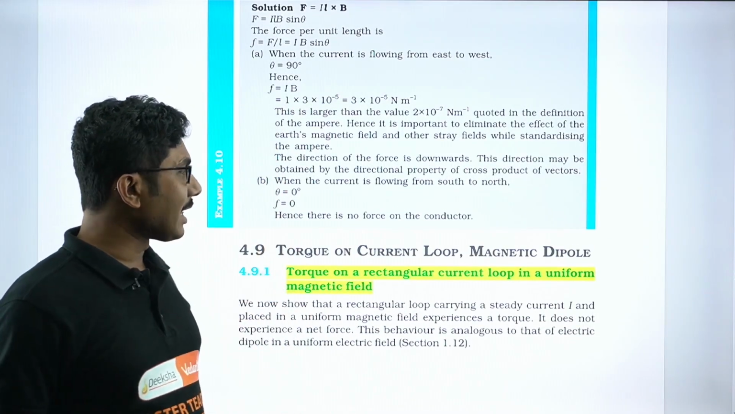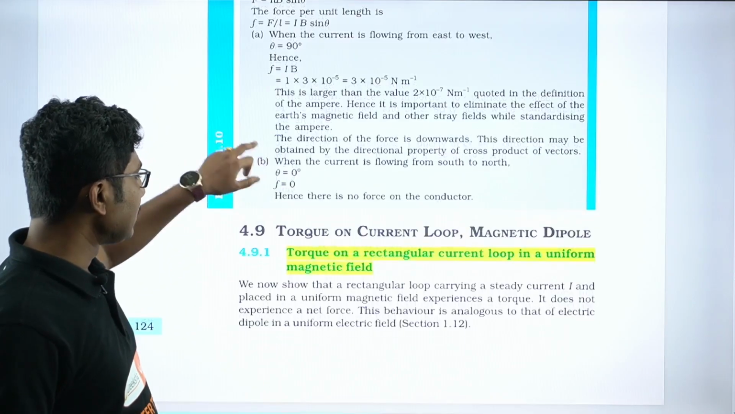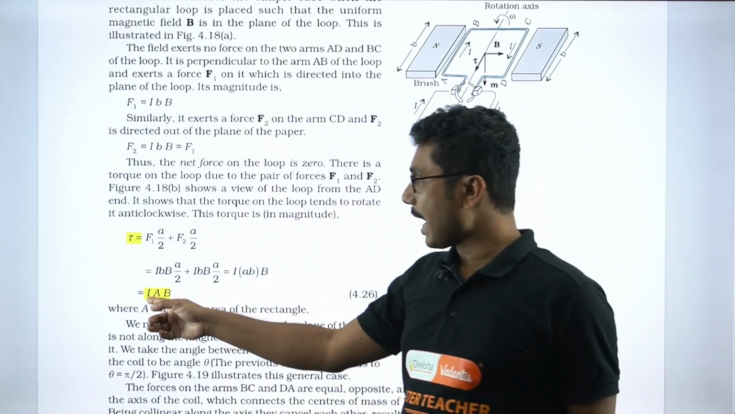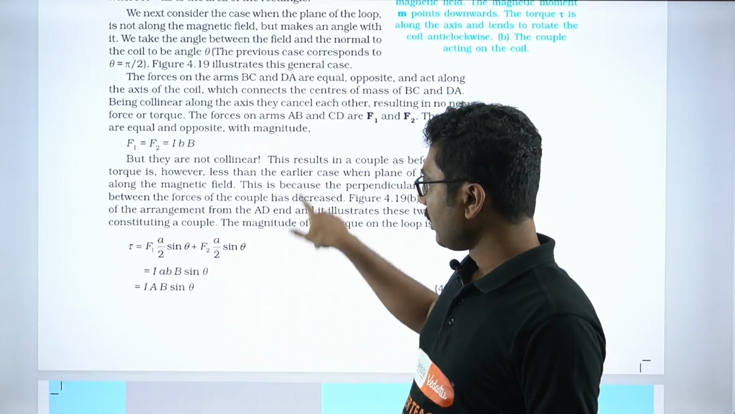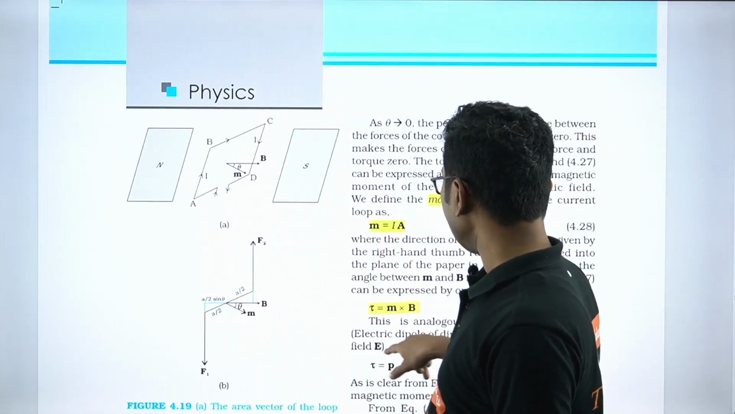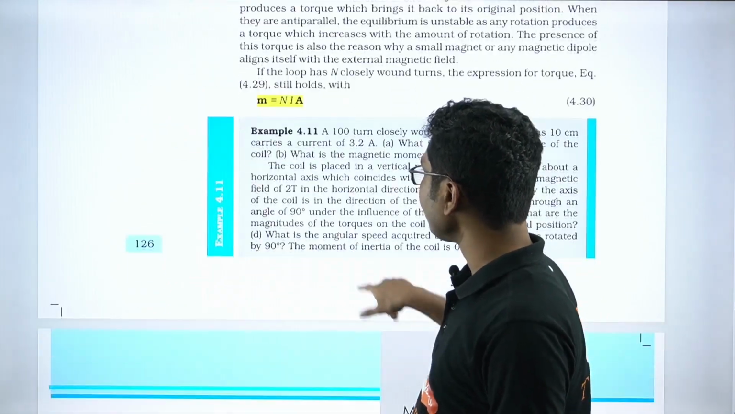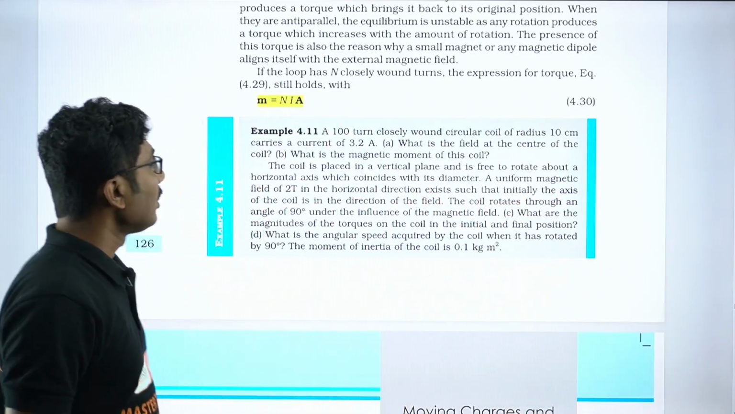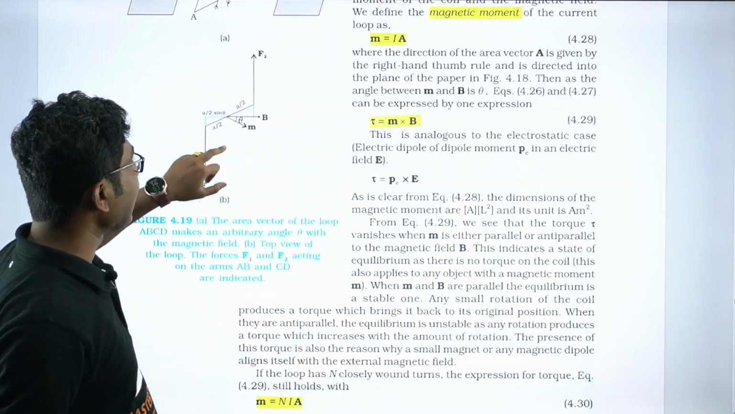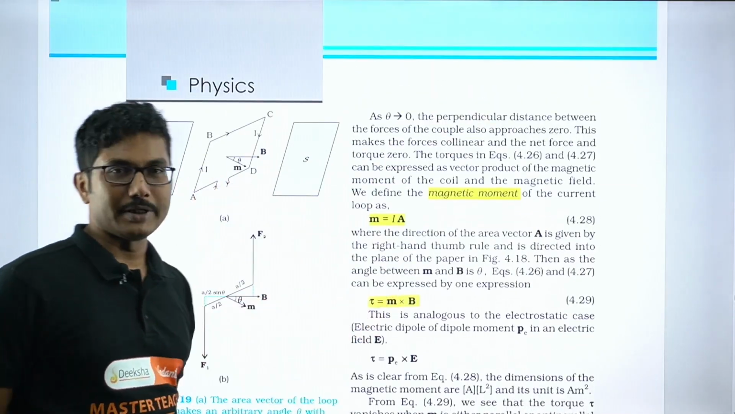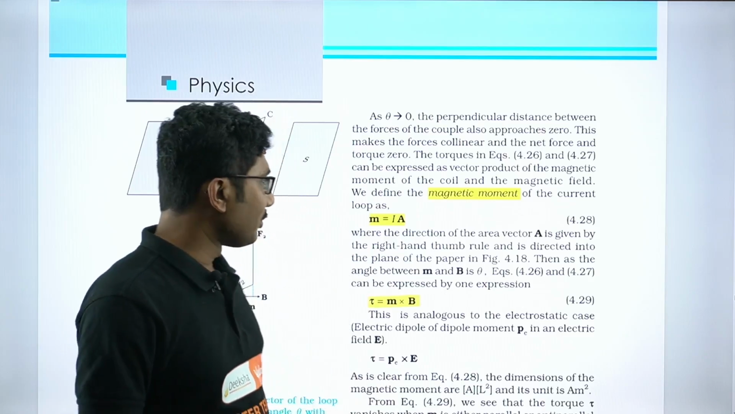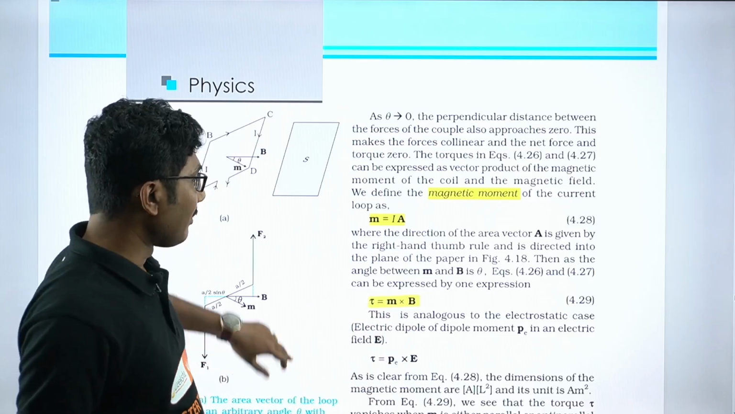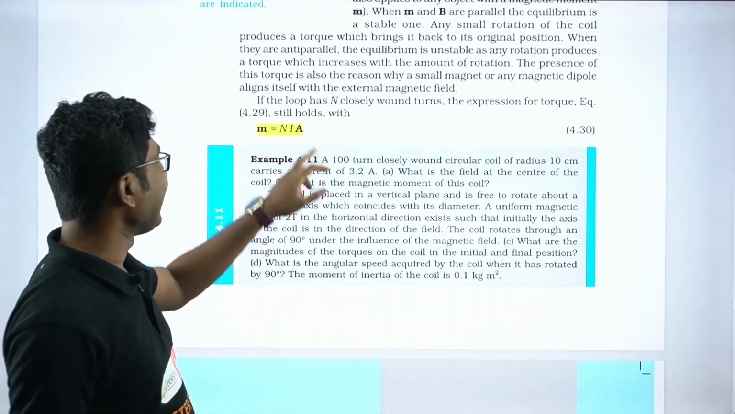The torque on a rectangular current loop in a uniform magnetic field is also important. Torque is given by IAB, but this is not the complete formula. The complete formula, when you have N number of turns, becomes NIA. NIA is the magnetic moment, and the torque is given by M cross B. Here M is called the magnetic moment, and the magnetic moment is given by NIA.